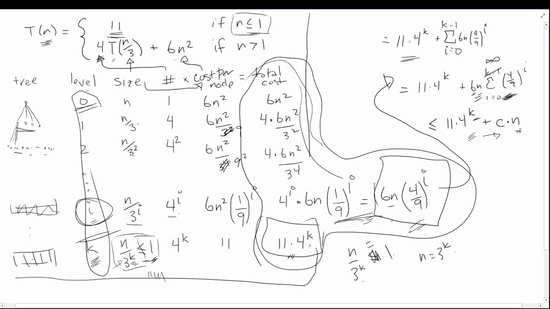See, I just multiplied both sides by 3 to the k. And then do log base 3 of each side. That's going to give me log base 3 of n is equal to k, because of course logs and exponentials cancel out. So we get k equals log base 3 of n. And now I can plug that in here. So that's going to give me 11 times 4 to the log base 3 of n plus our cn.